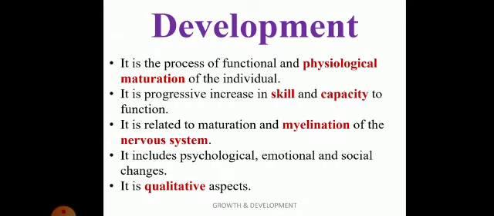Like initially the child was not able to stand, now the child is able to stand. So it is just observed, or it is to be examined. So it is one type of the qualitative aspect. So growth is a quantitative aspect and development is a qualitative aspect. Clear? Growth can be measured, development is not measured, it is observed.